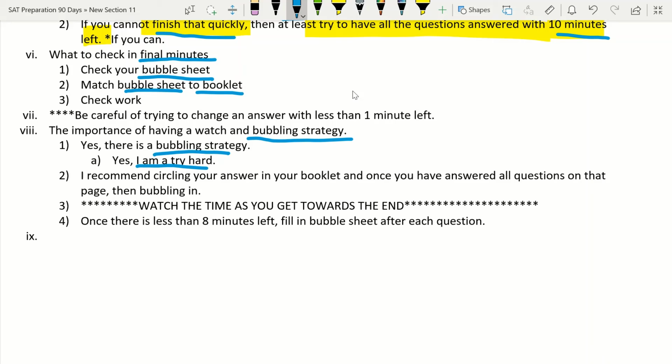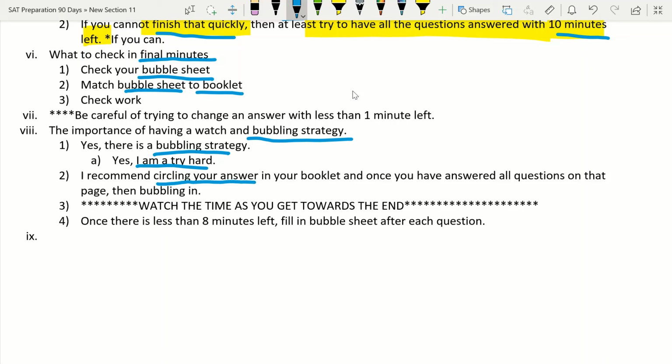This bubbling strategy is designed to save you as much time as it can, because the whole point of the SAT is it being timed. The fact that it's timed is what makes it difficult. The math in it isn't actually, in my opinion, that difficult. It's just the fact that it's timed, and having to manage that time is what makes it difficult for some people. So here's what I recommend doing.